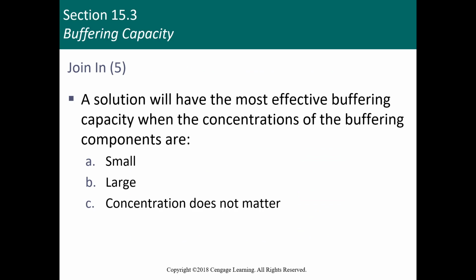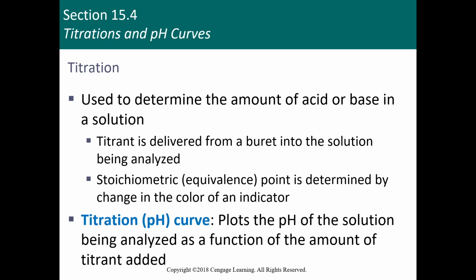All right, so a solution will have the most effective buffering capacity when the concentrations of the buffering components are what? Well, that's right here. My bold was on the wrong one. Okay, so the solution will have the most effective buffering capacity when the concentration of buffering components is as large as they can get, right? You want as much of the buffering components as possible. You want them to be equal but large in concentration. That will give you your most powerful buffers, the most buffering capacity, and the optimal concentration.